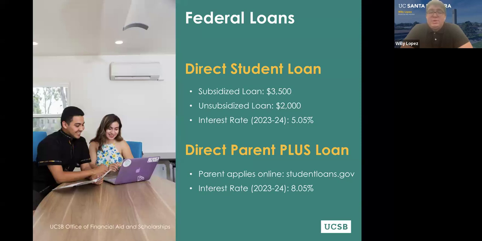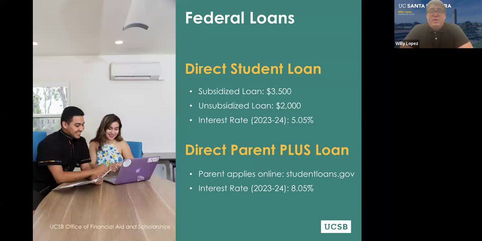To go over some of these loans, we have direct student loans, which have two options: subsidized or unsubsidized loans. Listed are the maximum amounts given for the academic year. So $3,500 for subsidized loan eligibility and $2,000 for unsubsidized loan eligibility per year. Both have an interest rate as of right now of 5%, which we are not sure what the amount will be for the next academic year.